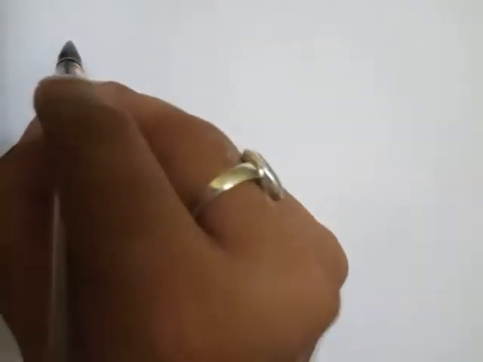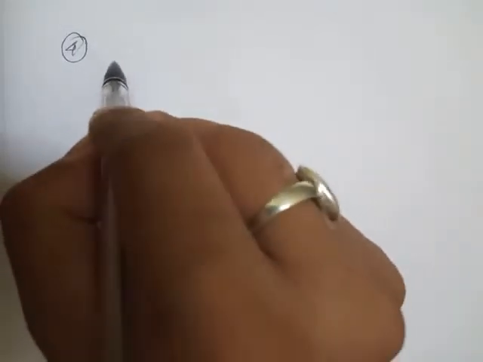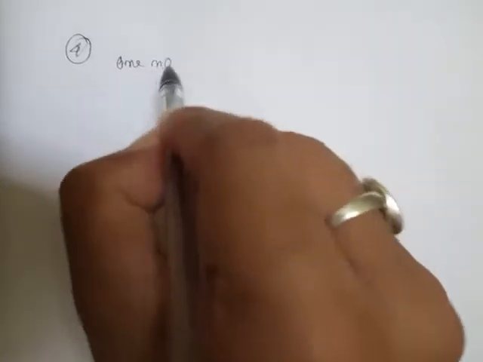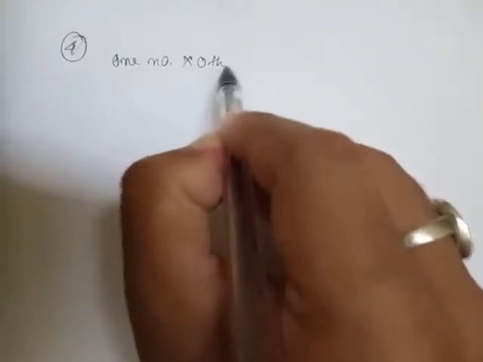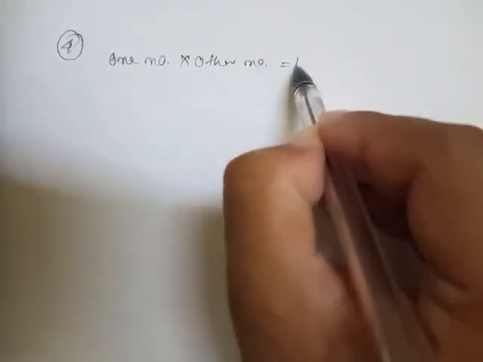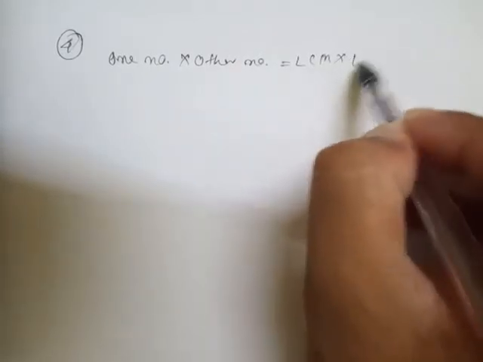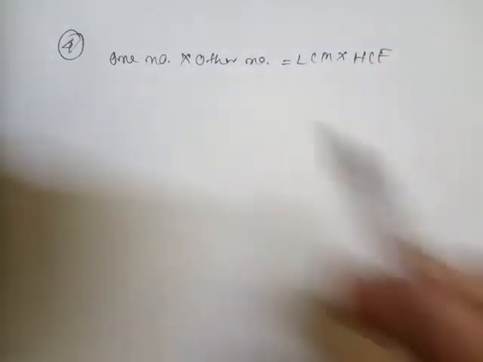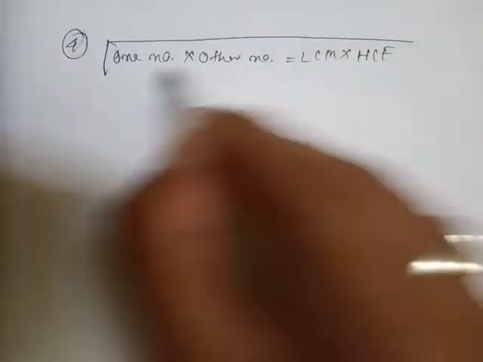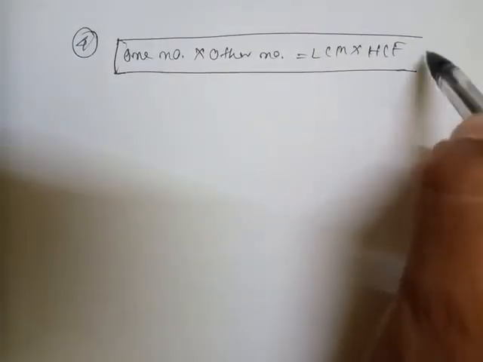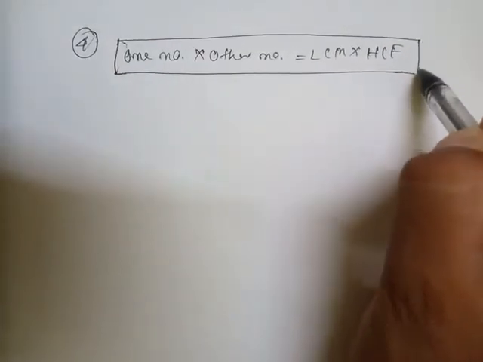Look here now. Now look, student, write down question number 4, and before that I will write one formula here. One number into other number equal to LCM into HCF. This is the formula for solving question number 4. Now look after that.